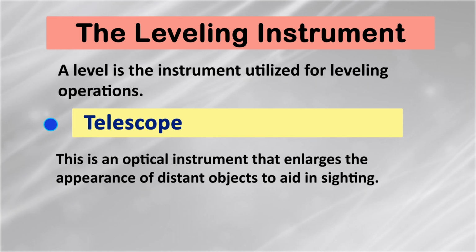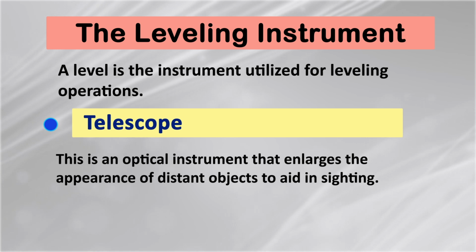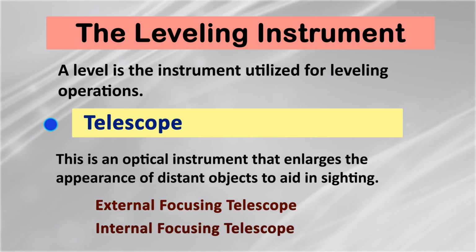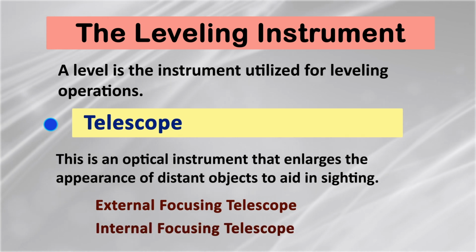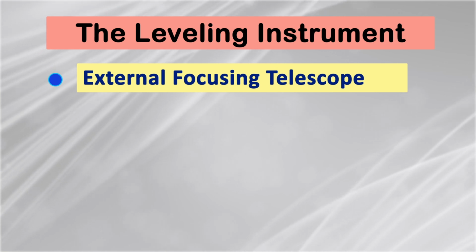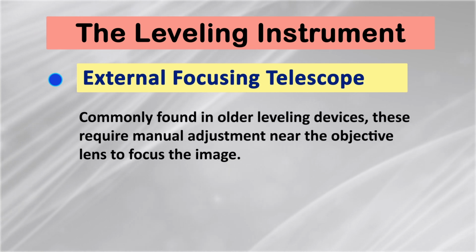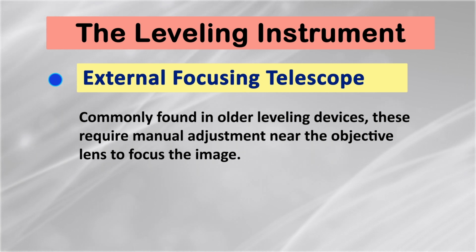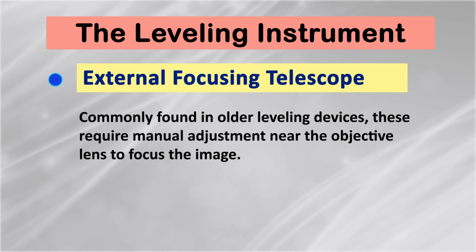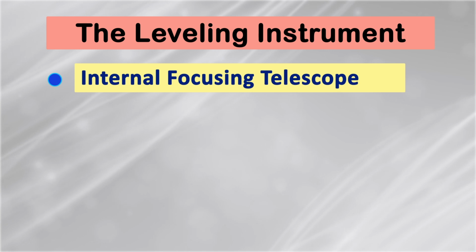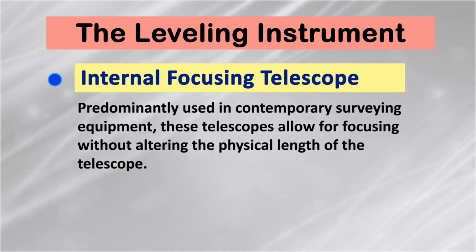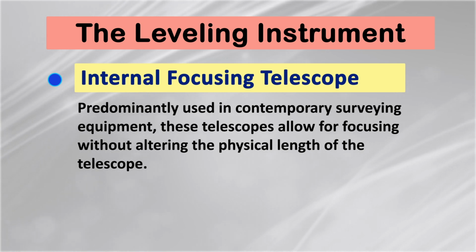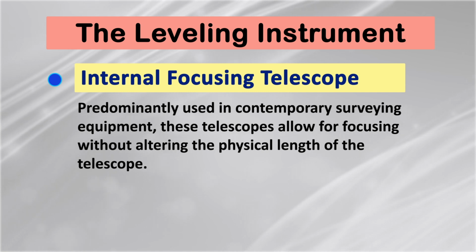The telescopes used in leveling instruments typically come in two varieties. First is the external focusing telescope and second one is the internal focusing telescope. External focusing telescope is commonly found in older leveling devices. These require manual adjustment near the objective lens to focus the image, whereas the internal focusing telescope is predominantly used in contemporary surveying equipment. These telescopes allow for focusing without altering the physical length of the telescope.